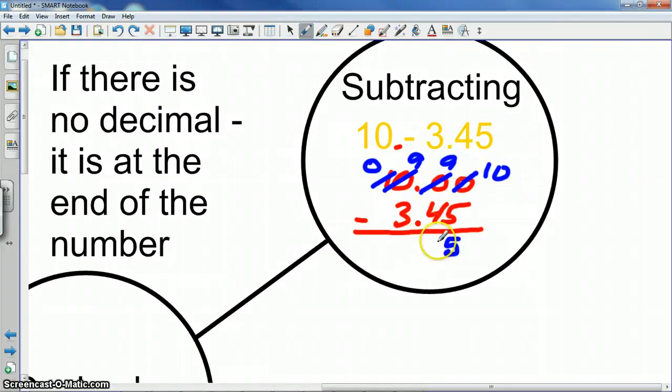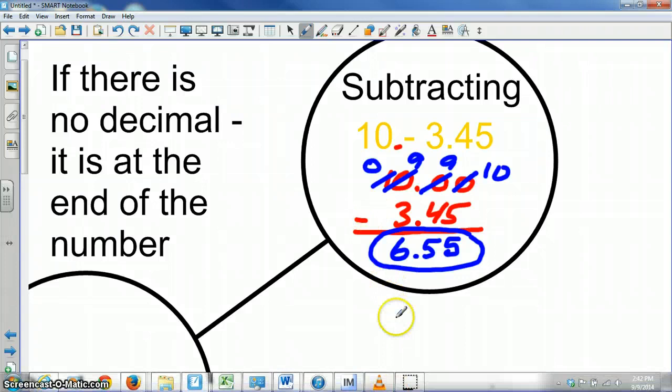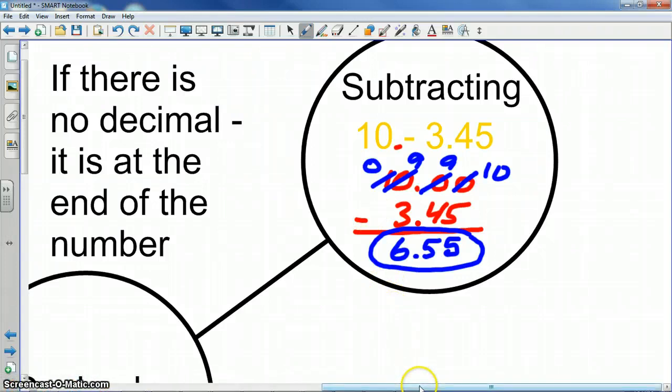9 minus 4 is also 5. Just like addition, the decimal comes straight down. 9 minus 3 is 6. So the difference between those two numbers is 6 and 55 hundredths. Once again, if this part confused you where we regrouped, just write that down, make a note, and we'll talk about it later. Now we're going to go to your multiplication circle.